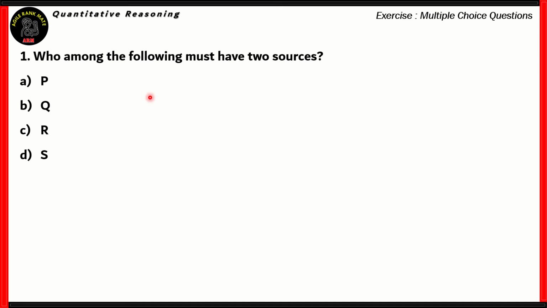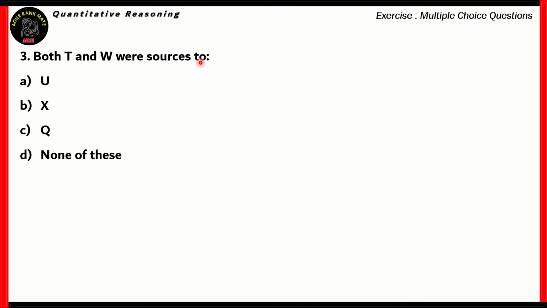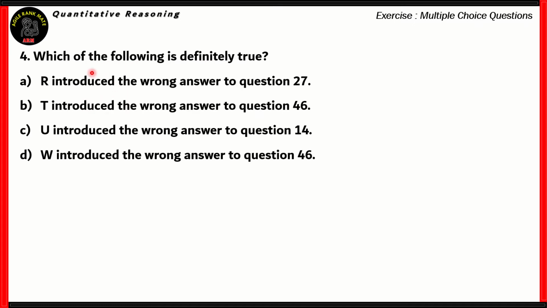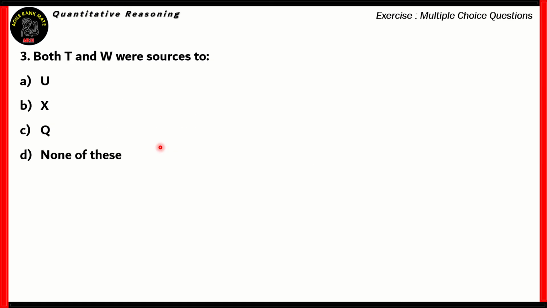The first question is, who among the following must have 2 sources? Number 2, how many people excluding the Don needed to make answer keys before R could make his answer key? Question 3, both T and W were sources 2. And question 4, which of the following is definitely true? And we have 4 statements about introducing the wrong answer. We need to find out which of these is correct. And the final question is, which of the 2 groups had the same sources? Is it P, S, V, T, and W? So either the first one's correct, or the second one's correct, or both are correct, or none of the above. So these are the 5 questions that we have.